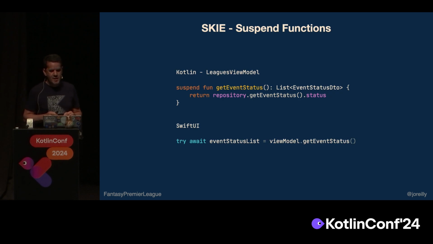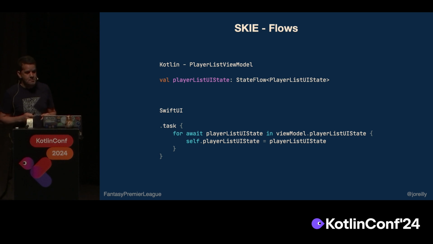First up, invoking Kotlin suspend functions from Swift. We have this get event status suspend function in shared code. And we're able to use Swift's await to invoke it then in our iOS client, thanks to SKIE. And likewise for flows. We have that player list UI state flow in our ViewModel, and we can then use Swift's for await to observe that in the iOS client. That Swift for await, as mentioned before, is analogous to Kotlin's collect. And as with KMP-NativeCoroutines, when the SwiftUI screen that's used in is no longer shown, then this is cancelled, and that cancellation is propagated to the Kotlin flow as well.